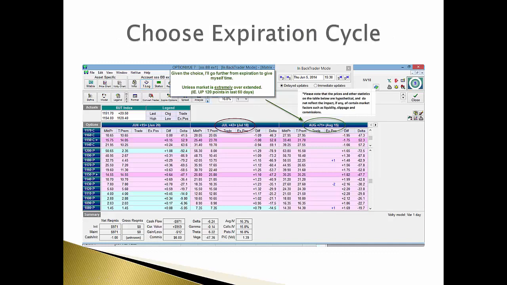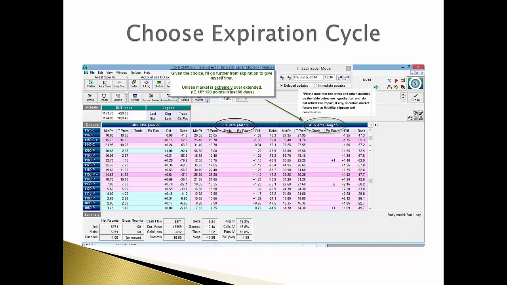So here I am. It's June 5th. I'm about 80 points up from my 60-day low. I'm going to come in here and I want to choose an expiration cycle. Now, one of the things is I want to make sure that I have enough time, right? It's imperative because I'm only going 21 days to expiration. And yes, the market's overextended.